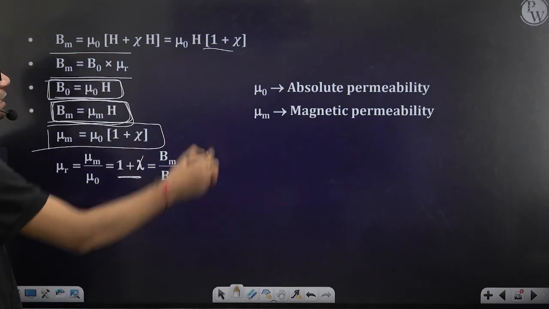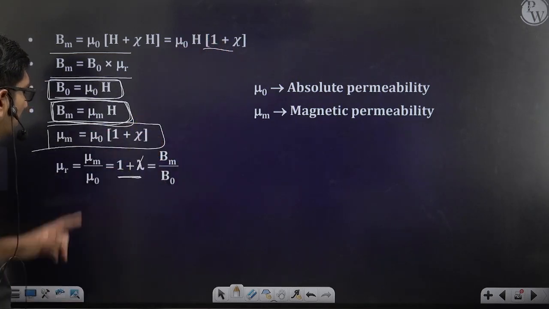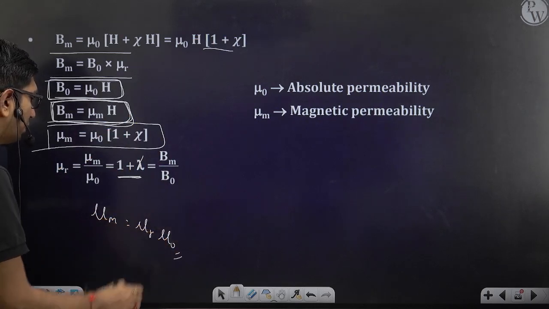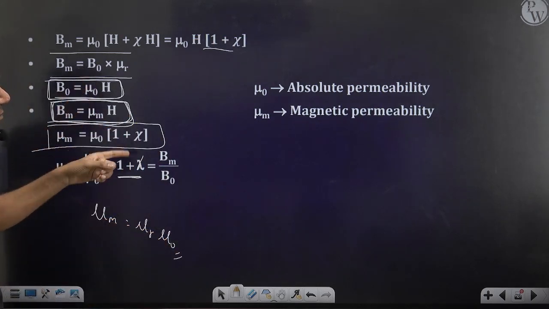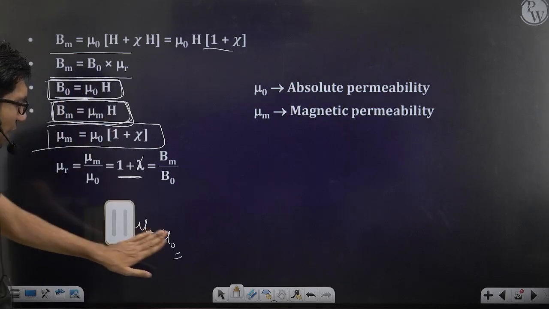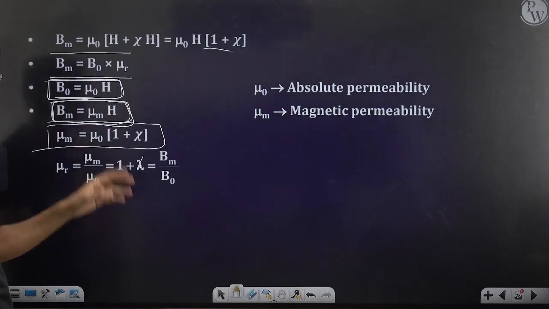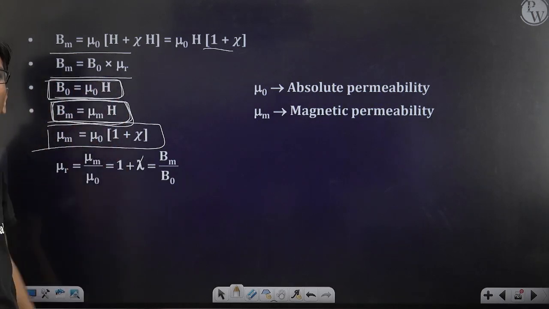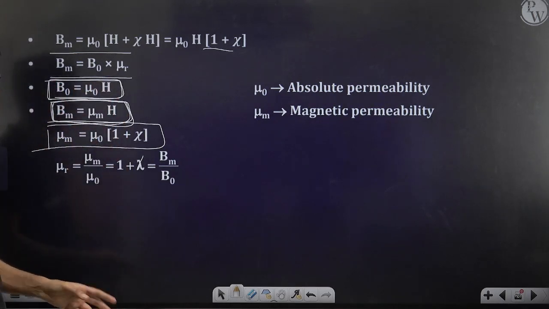Is it clear, beta? See here: mu naught. Here, mu m is equal to mu r into mu naught, we can write this. Just observe from here, beta. You will get this. Very, very simple. Just do the comparison yourself and you will get a perfect idea regarding this. Is it clear, beta?